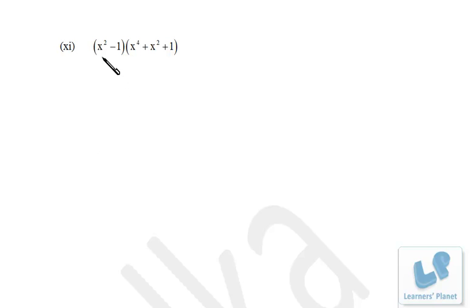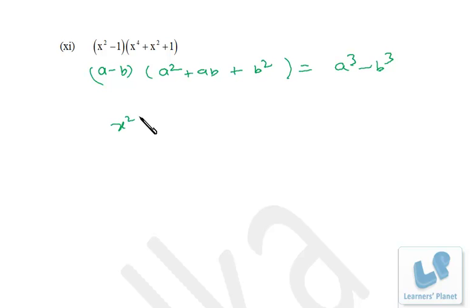Similarly, in this case, 2 terms, 3 terms. So it's a minus b. This is a square, yes. This is b square, and this is plus ab, right? So this is what? A cube minus b cube. Okay. So x square whole cube minus 1, that is x raised to 6 minus 1. Okay, just one step.